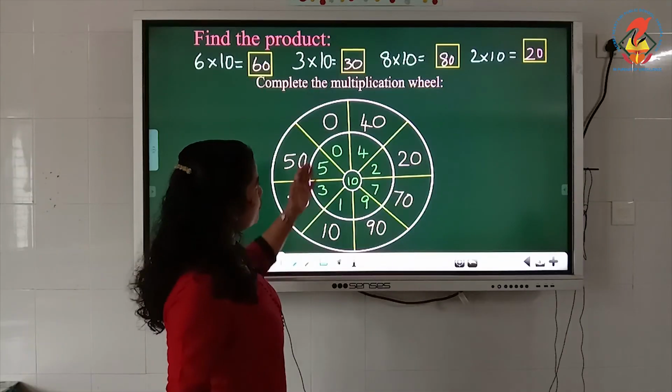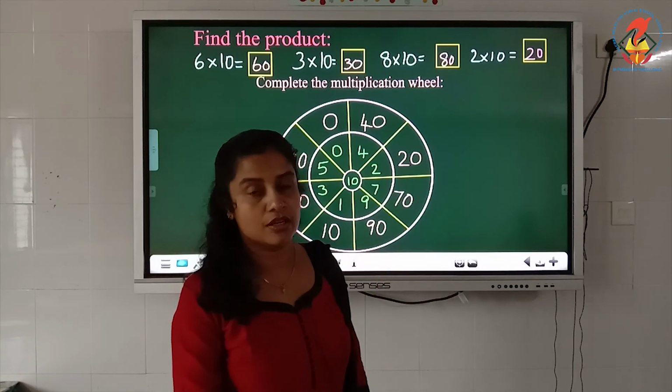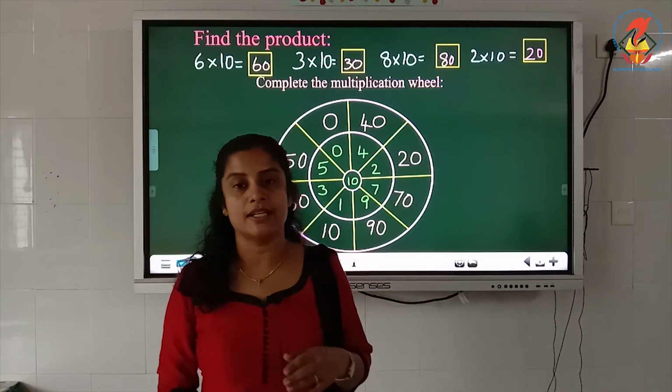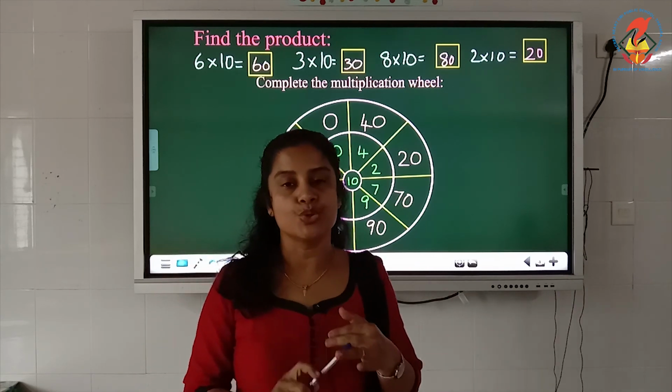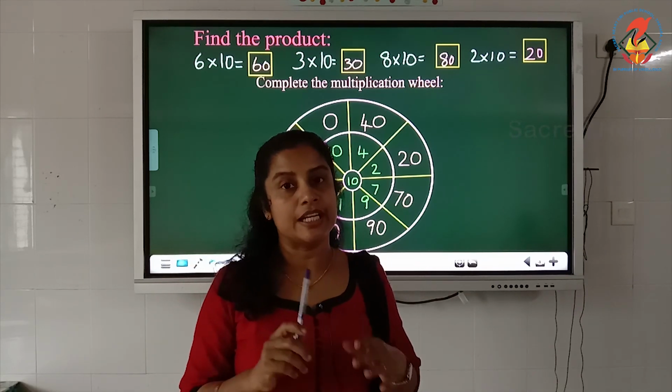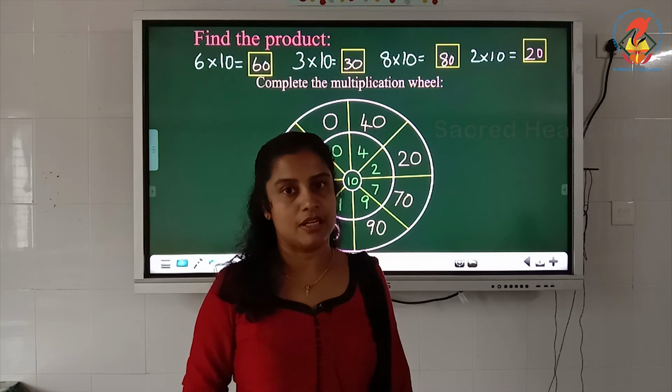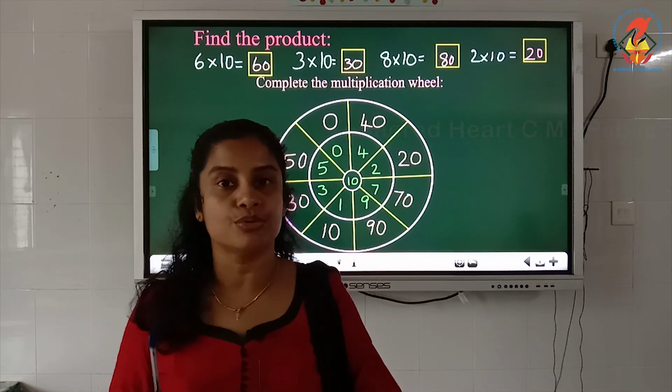So this is how we do the multiplication wheel. Okay. So now you have studied the tables of 1, 2, 5 and 10. Read it every day and study well. Okay. After studying only you should do the worksheet.